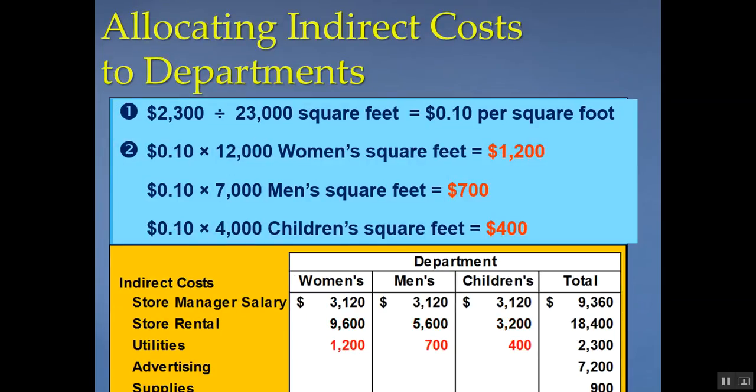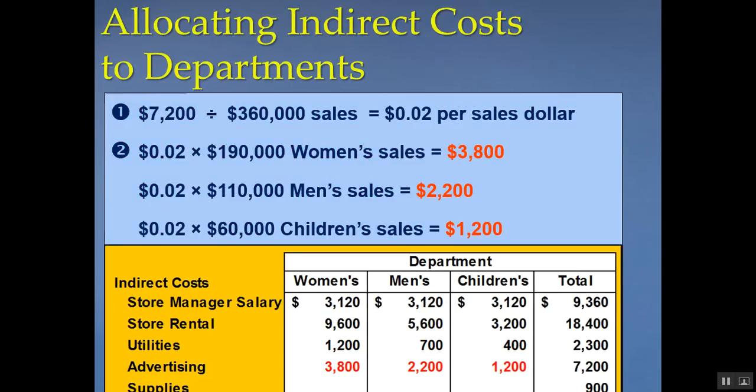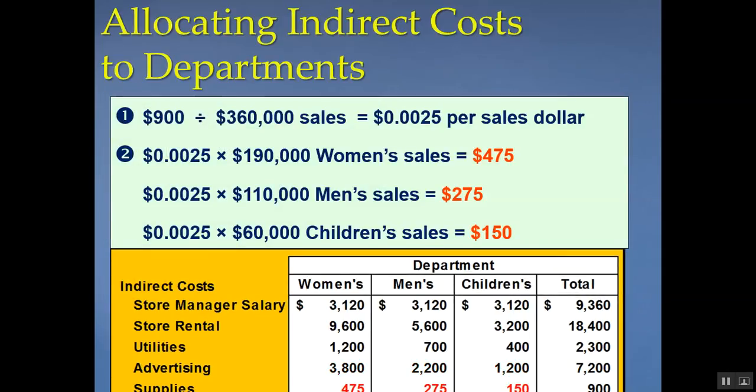Here's the example for utilities. I'm not going to go through these in detail because the slides are available to you and it's the same process each time. Advertising is based on sales dollars of 360,000 total, and supplies is the same measure.